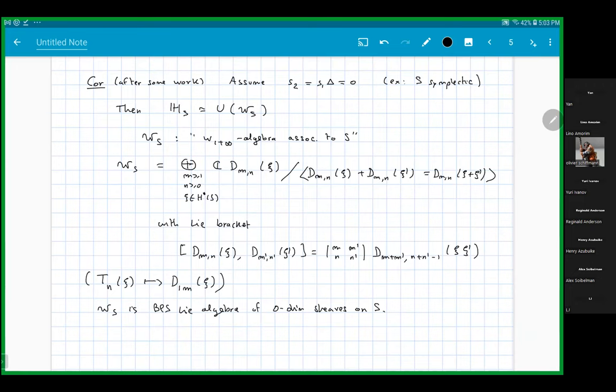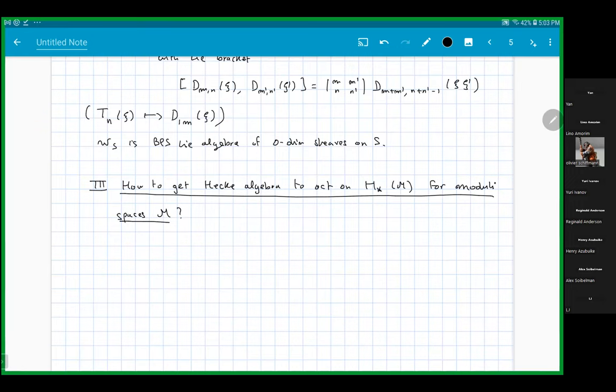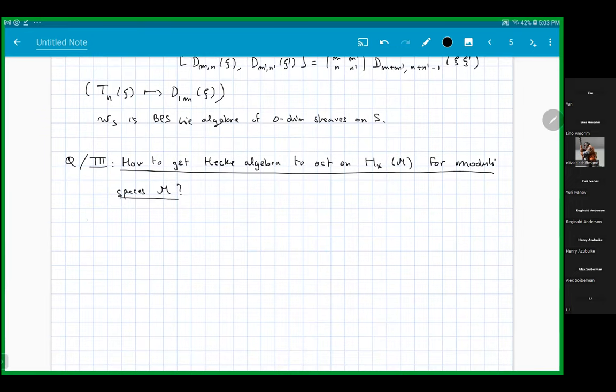Okay, very good. All right, so now how to get Hecke operators, Hecke algebra, to act on a homology of M for some moduli spaces. So that's the question, and also the third part. First thing, let's just look at some example. Let's first start on a general surface.